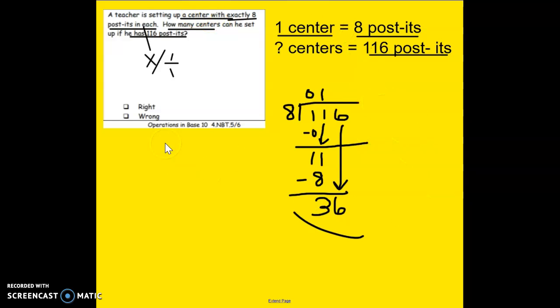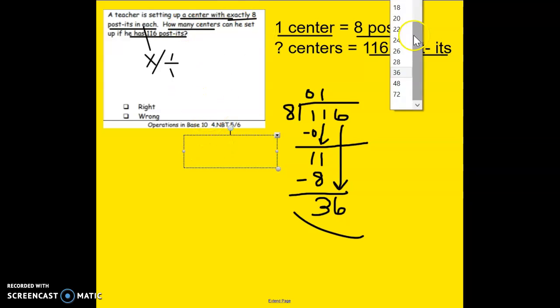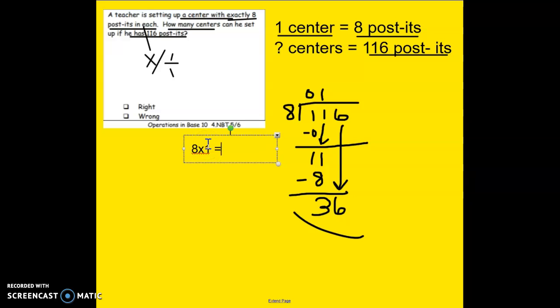Now, let's say you're not sure. Miss Ma forgot her 8 times tables. Oh no, so what can I do? Well, I can use a strategy. I can write out my 8 times tables. So let's do that together. I can do 8 times 1 equals 8. 8 times 2 equals 16. 8 times 3 equals 24. And then 8 times 4 equals 32.